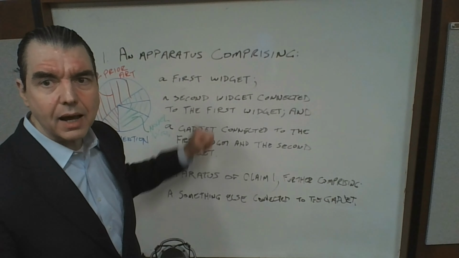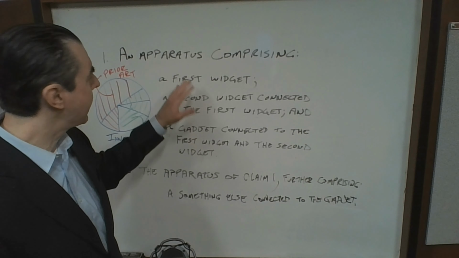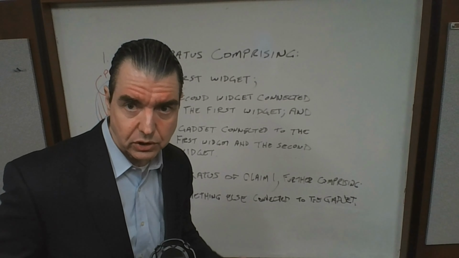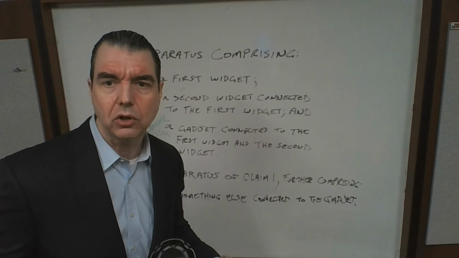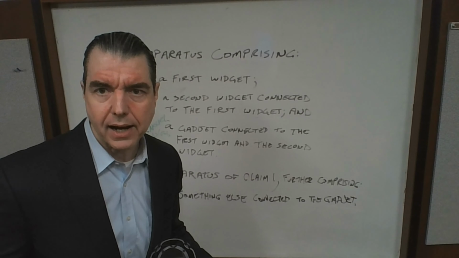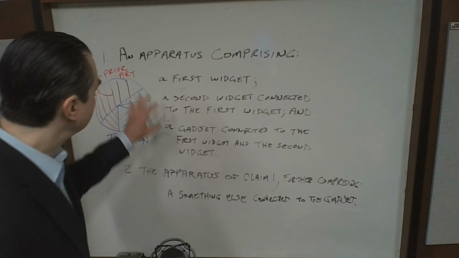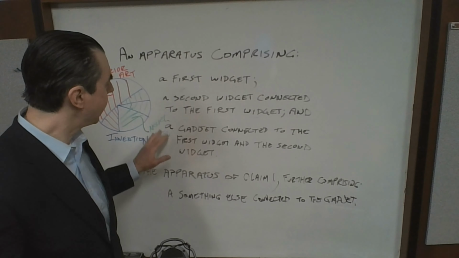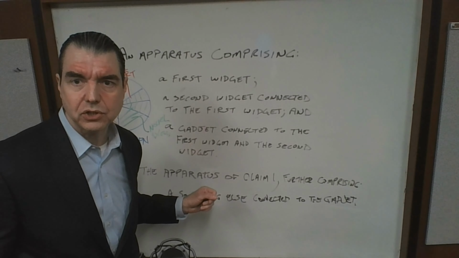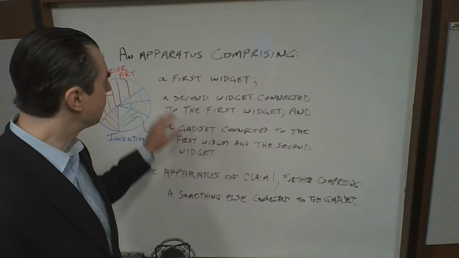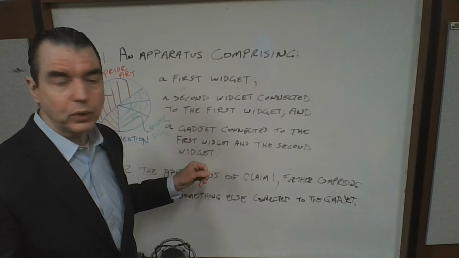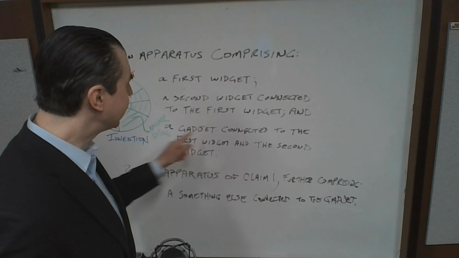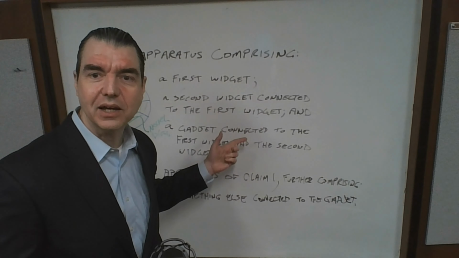So this is an example claim, and it's an apparatus. If your invention is an apparatus, of course your invention can also be a method of operation or a process of some kind, but we're going to look at the claim example of an apparatus to simplify things here. So if your invention is an apparatus of some kind, it could have several what are called limitations. Now in this example claim, we have a first widget, a second widget that's connected to the first widget, and a gadget that's connected to the first widget and the second widget.